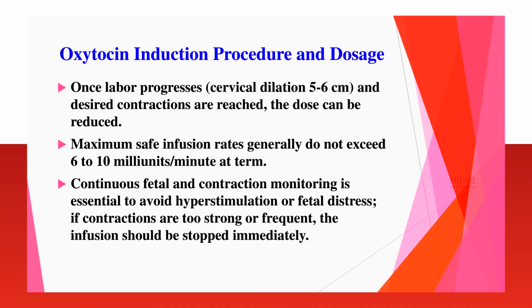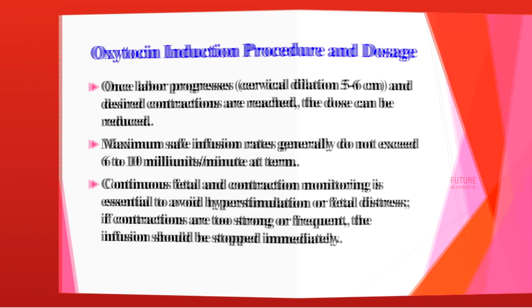Maximum safe infusion rate generally does not exceed 6 to 10 milliunits per minute. Continuous fetal and contraction monitoring is essential to avoid hyperstimulation or fetal distress. If contractions are too strong or frequent, the infusion should be stopped immediately.